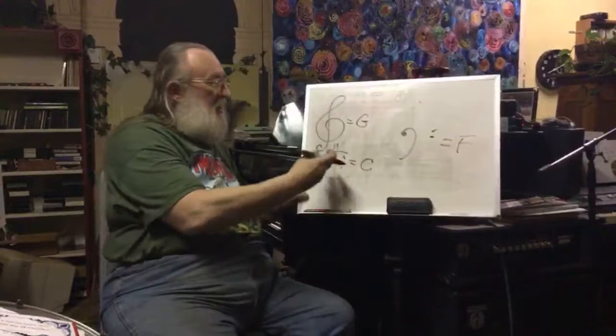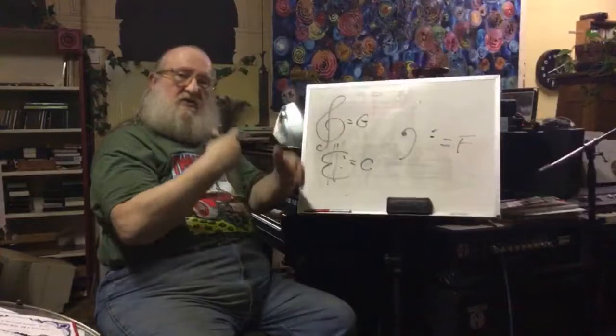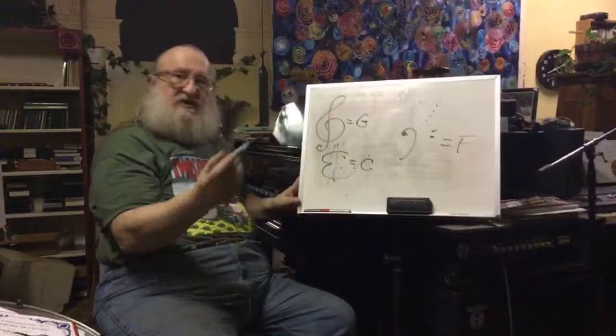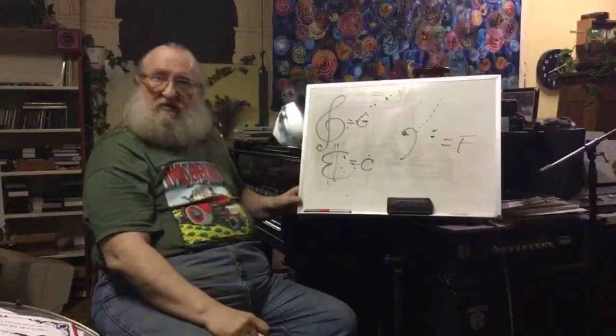And now we could take these clefs and we could put them on different lines representing those letter names in that circle of A, B, C, D, E, F, G. Or we could go A, B, C, D, E, F, G, A, B, C, D, E, F, G, etc., etc. And clefs from the 12th to the 14th century, clefs were made.